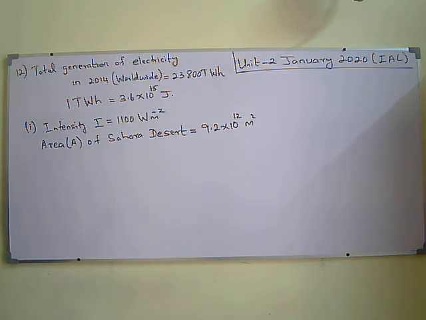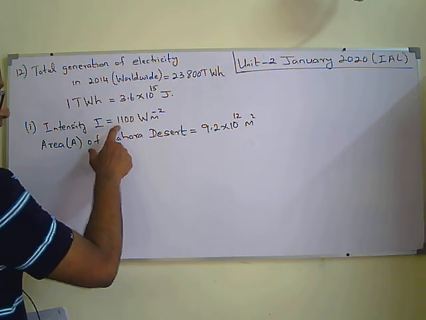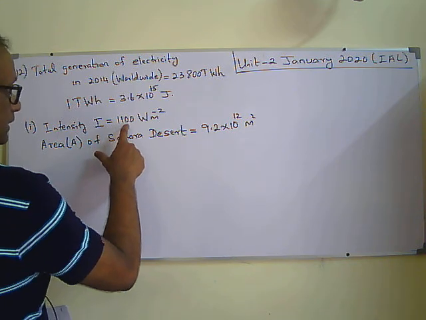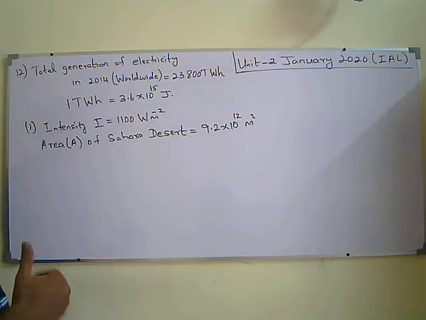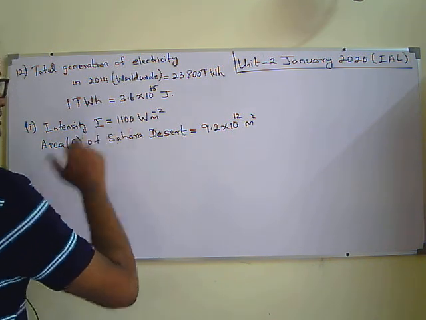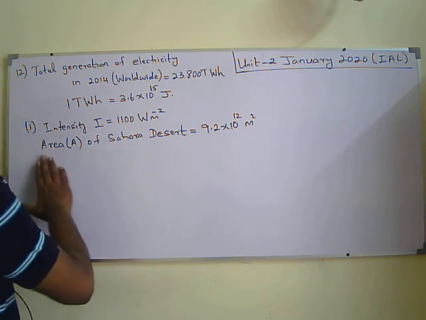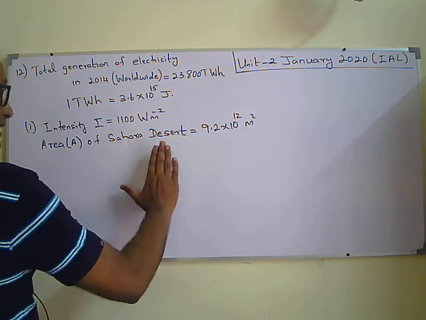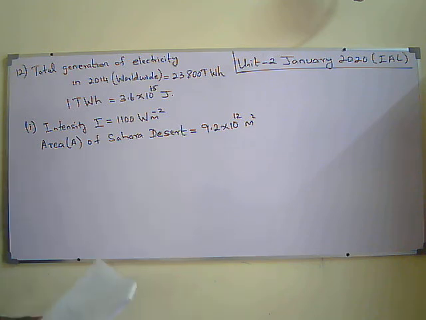Okay, now in that question they are saying the intensity of solar radiation on the surface of Earth is 1100 watts per meter square. That's the intensity. You know, intensity is power over area, is it? So that is 1100 watts per meter square, and the total area of the Sahara Desert is 9.2 times 10 to the power 12 meters square. The question is, calculate the maximum energy received by the solar panel in 1 hour.